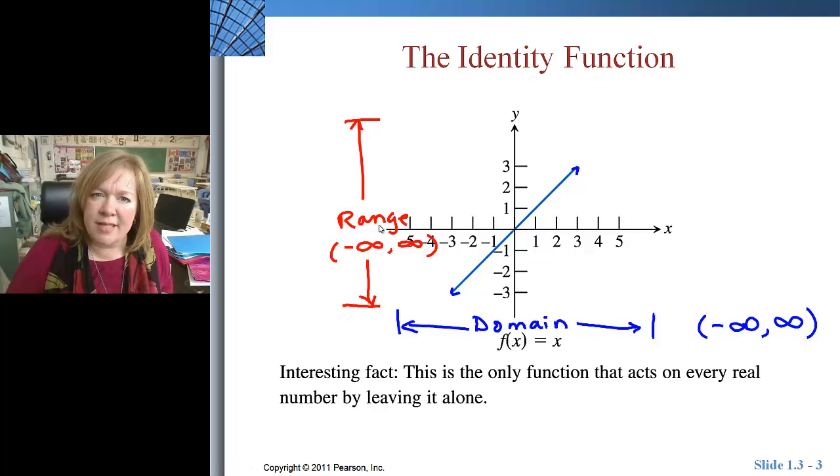There are only two exceptions. A horizontal line would have a domain of all real numbers, negative infinity to positive infinity. But if you think, a horizontal line would only have one y output, so the range would be just one y value. Conversely, a vertical line would have all y values and only one x value. So the domain would be one x value and the range would be all real numbers. But other than those two lines, if it's not vertical and it's not horizontal, if it's a line, domain and range is all real numbers.